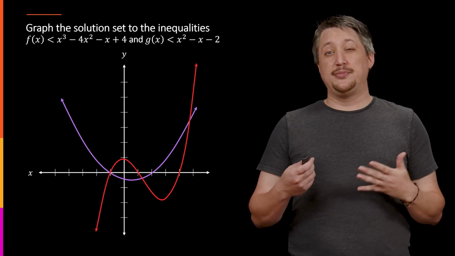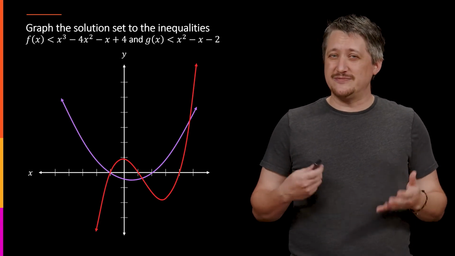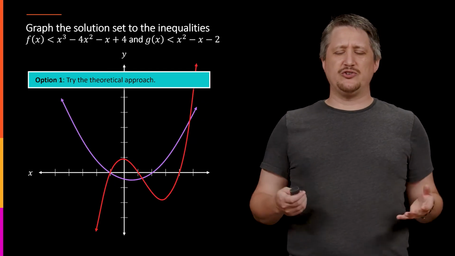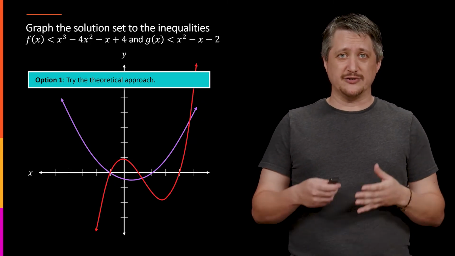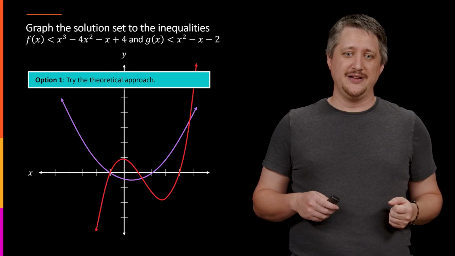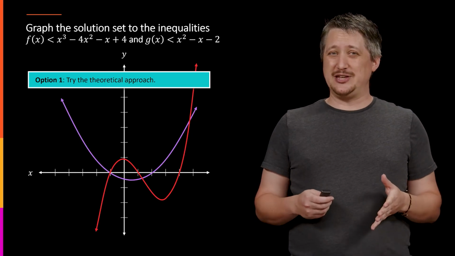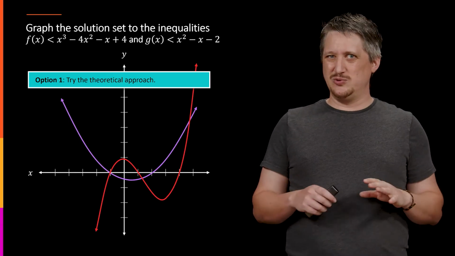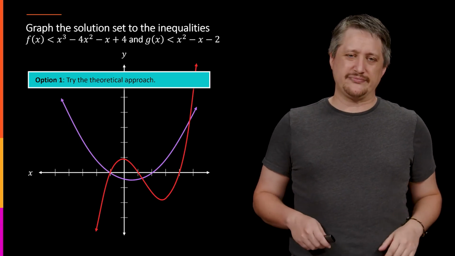So there's 3 different ways that we could try to figure out the solution set. The first way, we could try that theoretical approach, the level curves and taking slices and stuff. But it was already difficult to keep track of stuff even with the very straightforward line case. So you're not really going to want to do that.